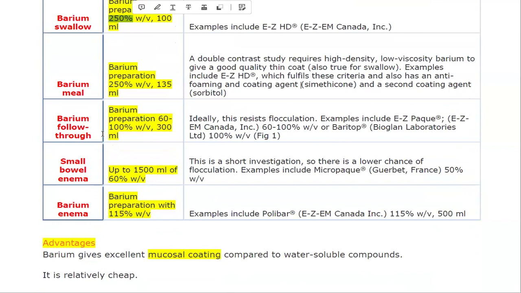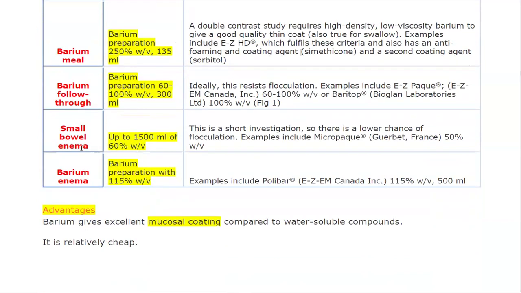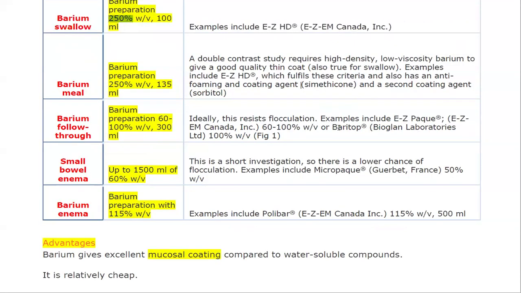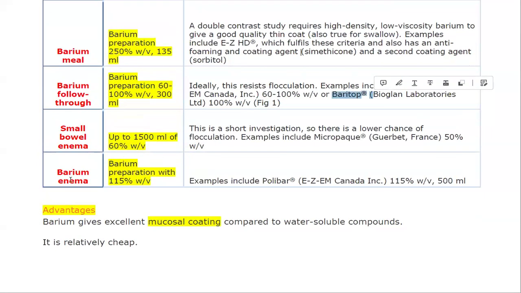60 to 100 percent. For a small bowel enema, for enterocolitis, you need no more than 60 percent. He is giving here the trade names used in the market, and sometimes questions will come with these names, so you just need to memorize these in your preparation. Barium enema also has its own concentration.